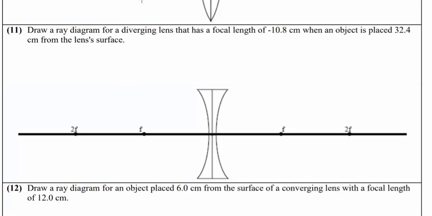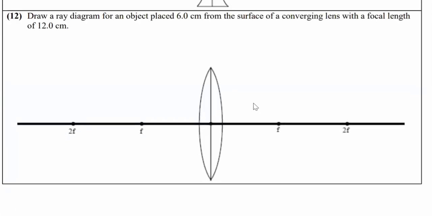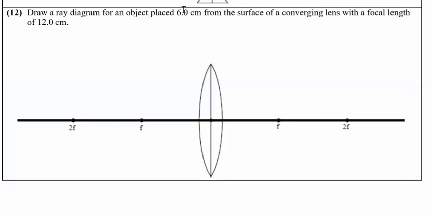This question has a lot of odd values. However, we've studied the use of divergent lenses, so you should be able to draw a diagram for this. We'll have a look at the last example, that is once again for a converging lens. They're saying that the focal length is 12 centimeters, but we want to place it at 6 centimeters, so we'll place it exactly in between the optical center and the focal length f.